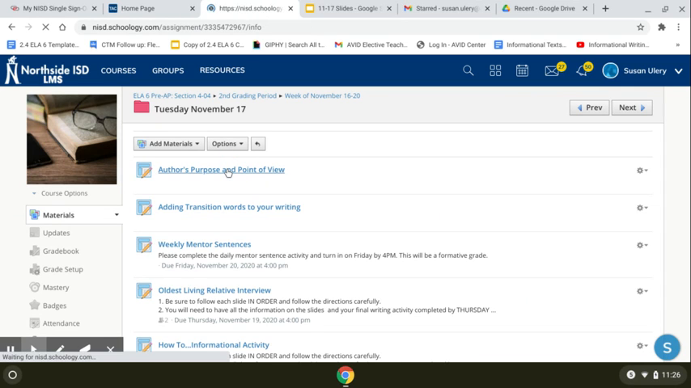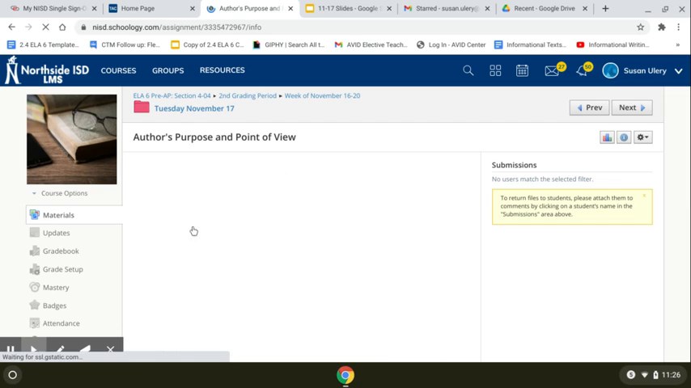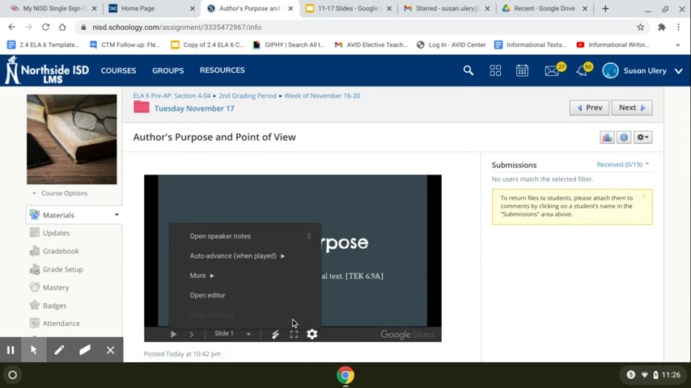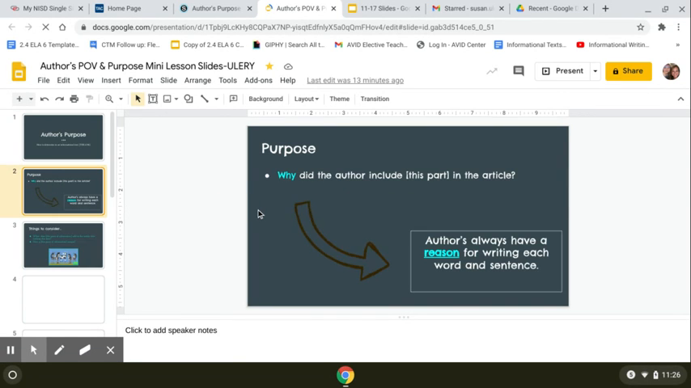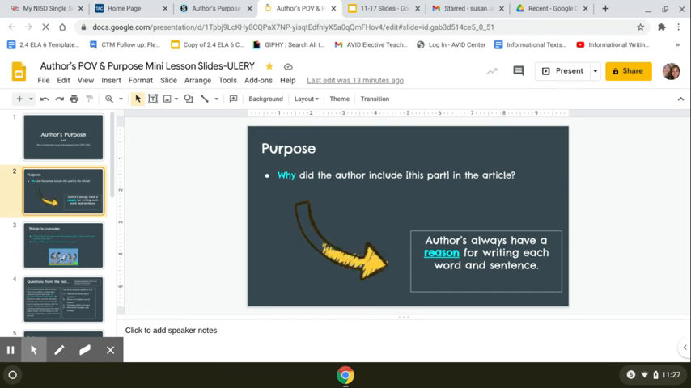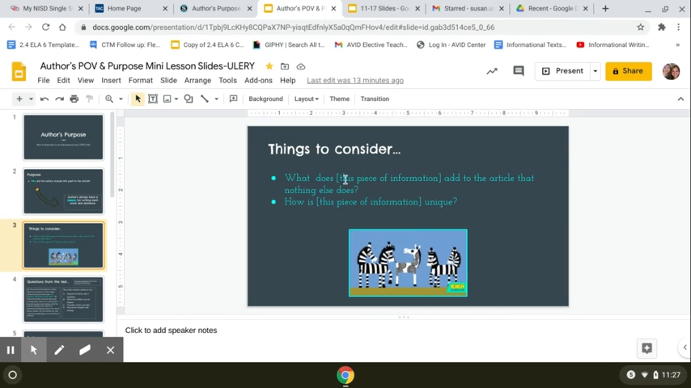So starting with the author's purpose and point of view, this is a mini lesson. I do want to stress to you, please do not skip any of the slides. Go through them in order. And in this mini lesson, we're going to be focusing on author's purpose as well as author's point of view. As you continue to develop and really understand author's point of view, you want to make sure that you are understanding the why. Why did the author include information in the article? Okay. You also want to remember, what does this piece of information add to the article that nothing else does? Look at the what and how is this information unique?